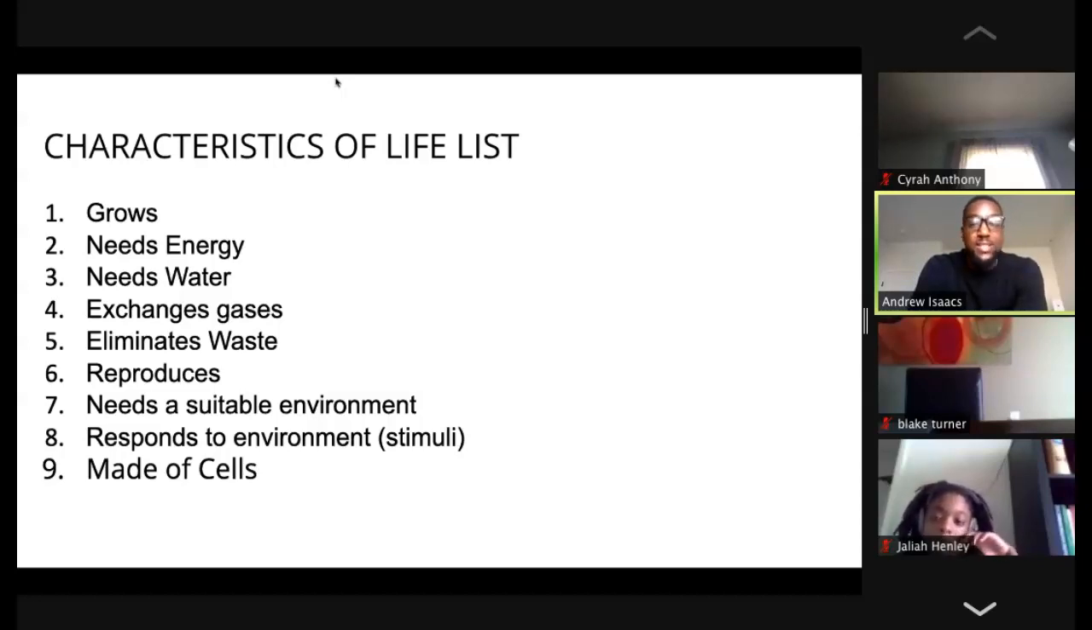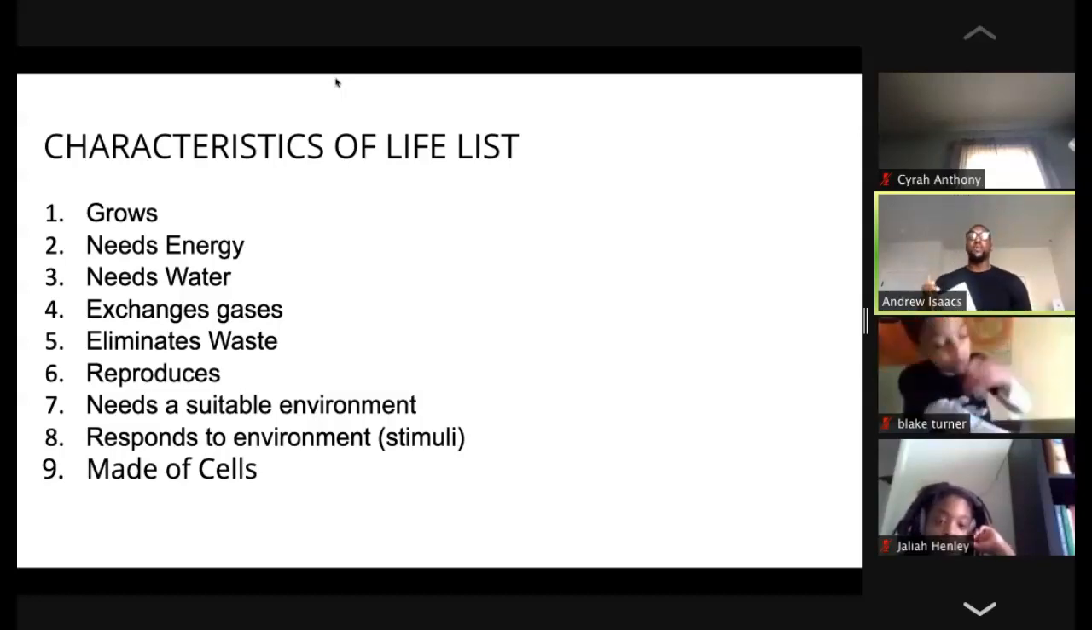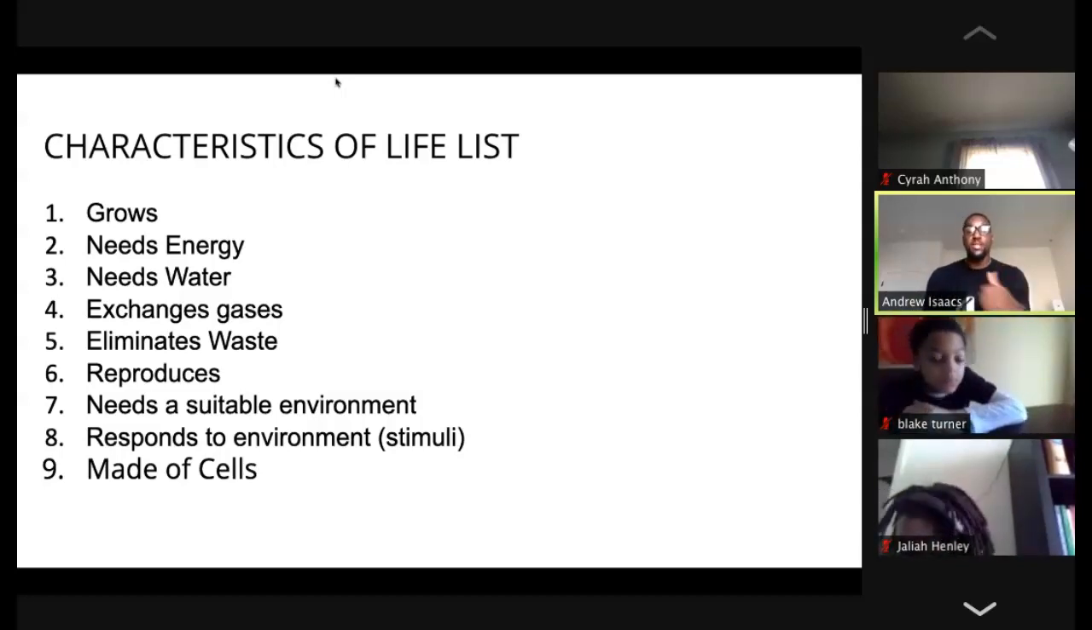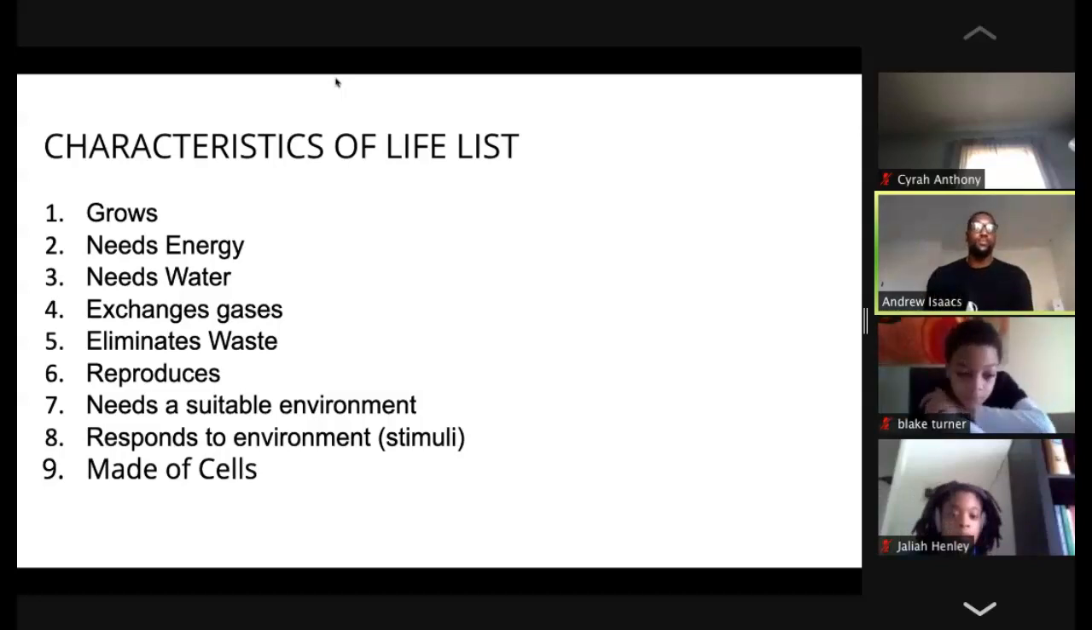Seeing some yeses, seeing some nos, seeing some not even paying attention. Yes, it does need energy, right? Bacteria needs something to eat so that way it can continue to multiply, right? So it eats other bacteria so it can keep growing, okay?